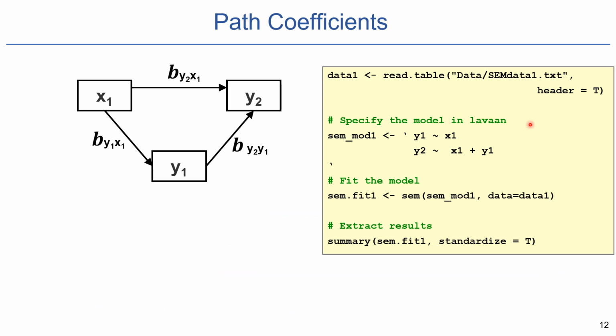So now let's take our example in lavaan in R. For this, we have data, a txt file named SEM data1. And the first step is to specify our model. Given that we have only regressions here, to express them we use a single tilde, as you might remember. And then I want to fit the model using our data and to extract the results. Specifically, I want to have the standardized coefficients. That's why I set standardized to TRUE here.